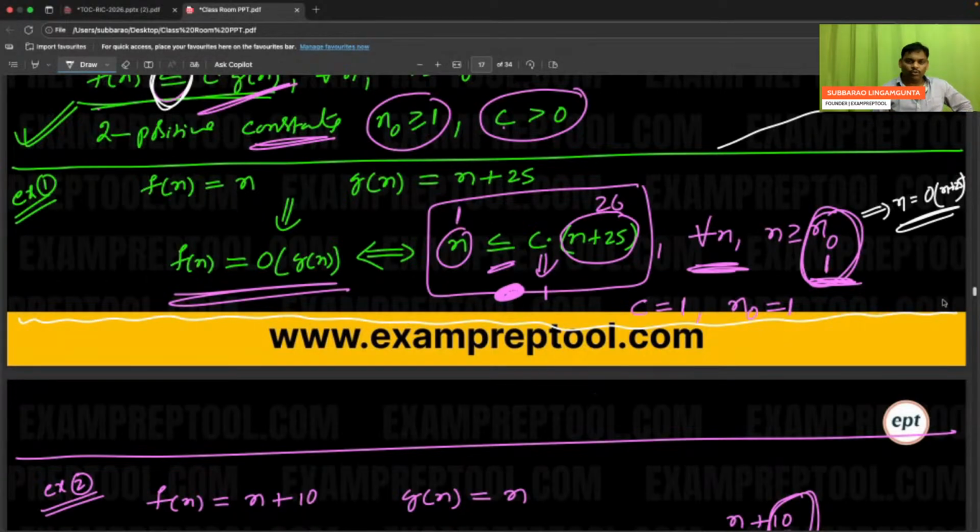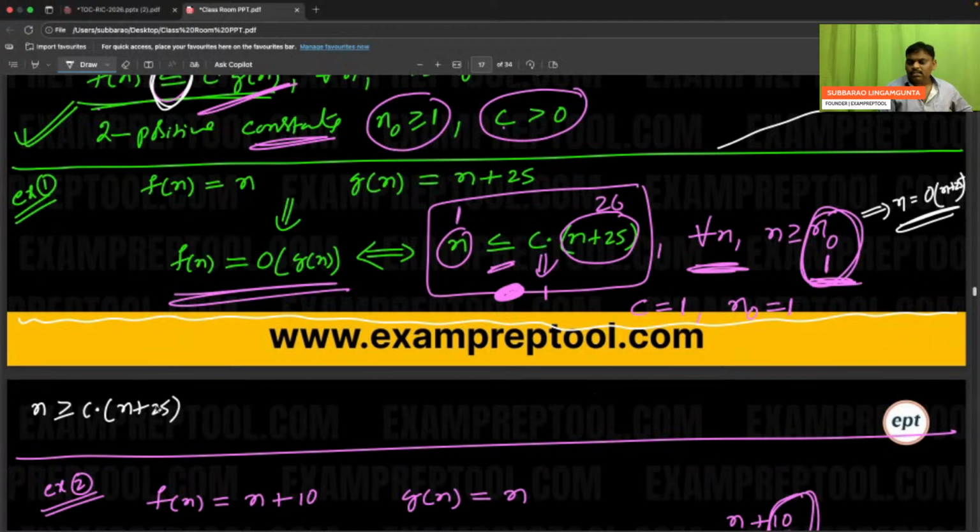Here I am doing the omega. Can you see this? Don't confuse. Previously less than or equal to, now greater than or equal to. No objection. See the answer. F of n, n, greater than or equal to some c into g of n, n plus 25.